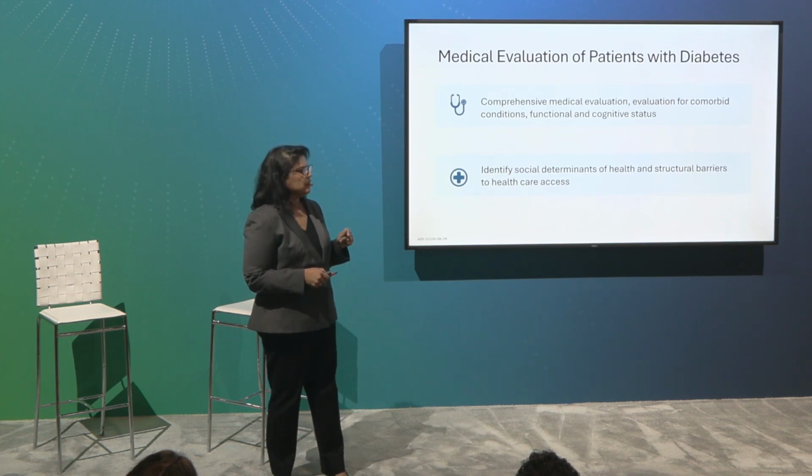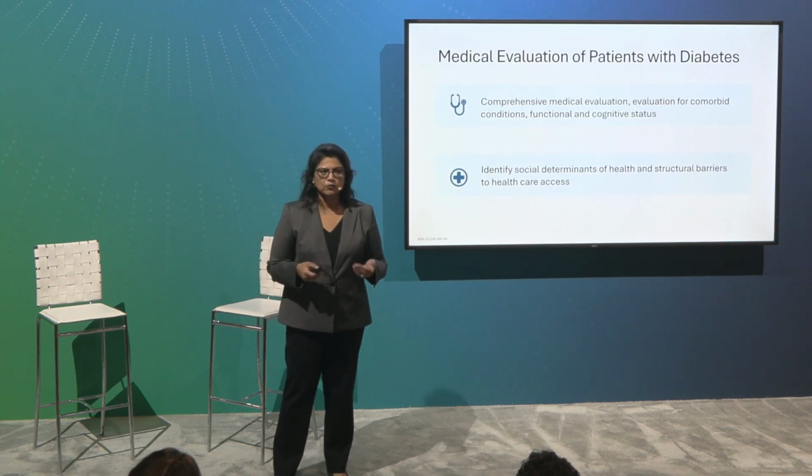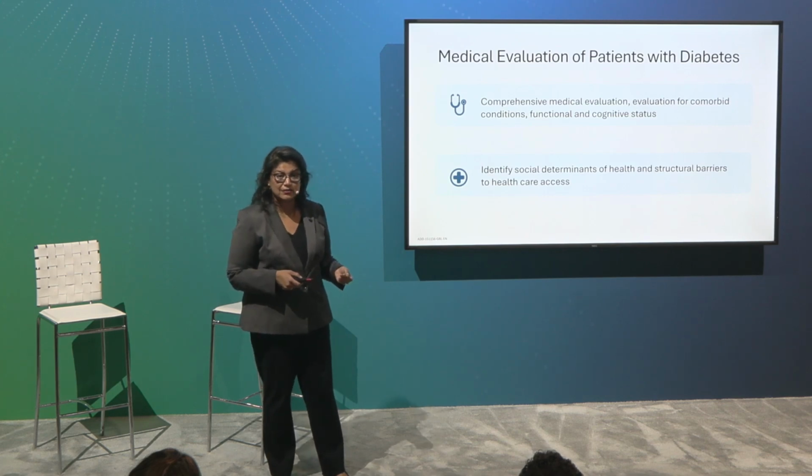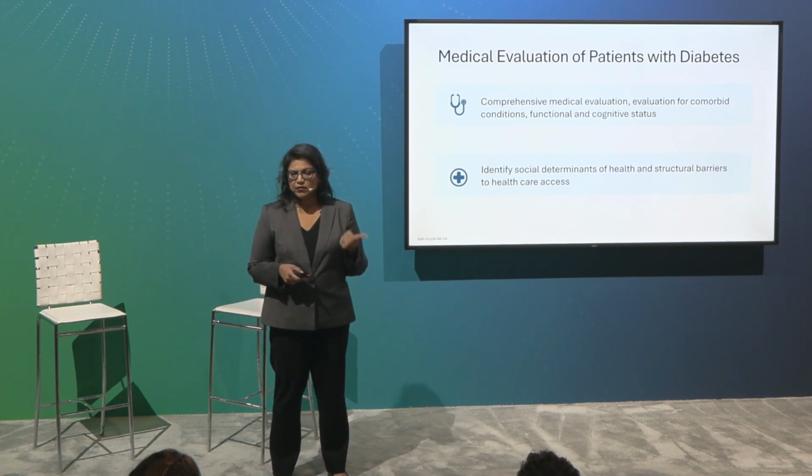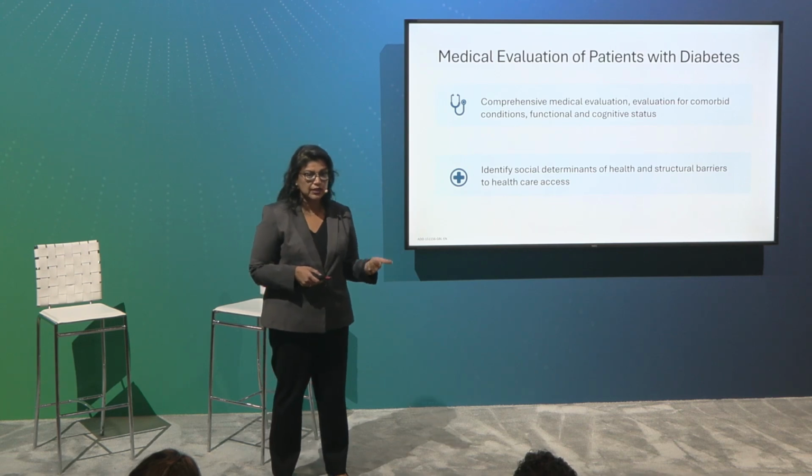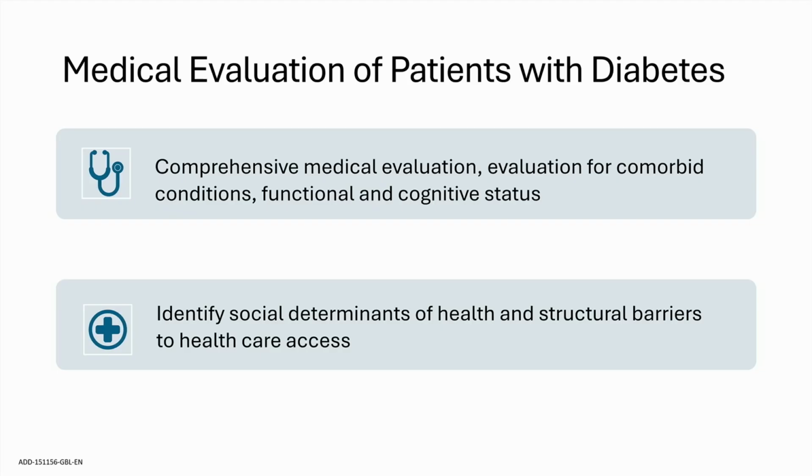So what are we doing in patients now? We know they have diabetes. What is their medical evaluation? What should it consist of? So we want them to have a comprehensive medical evaluation initially and at least annually. We want to evaluate for comorbid conditions because we know that patients, particularly with type 2 diabetes and longstanding type 1 diabetes, will develop comorbidities: cardiovascular disease, hypertension, hyperlipidemia is something else we have to be cognizant about. And their functional and cognitive status is impacted over time, and so it's something that we need to be assessing as well.